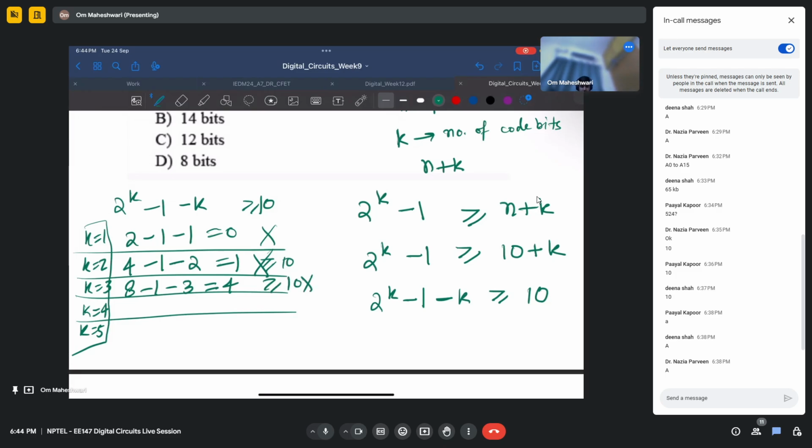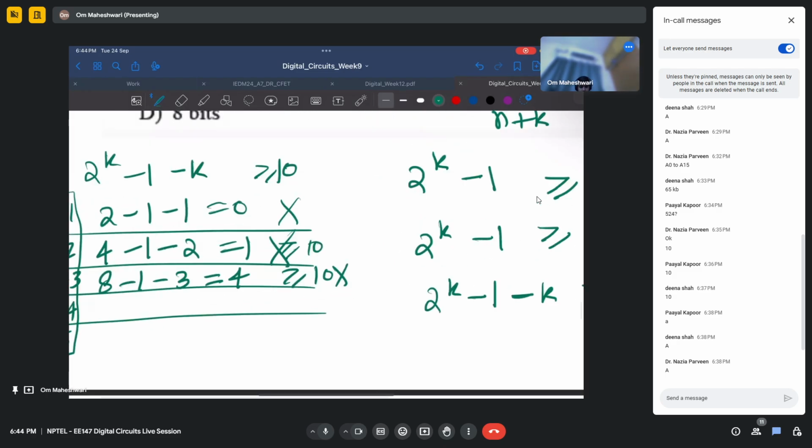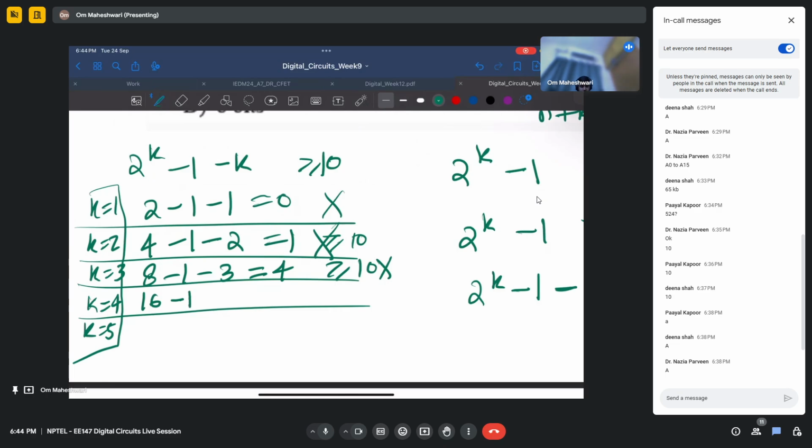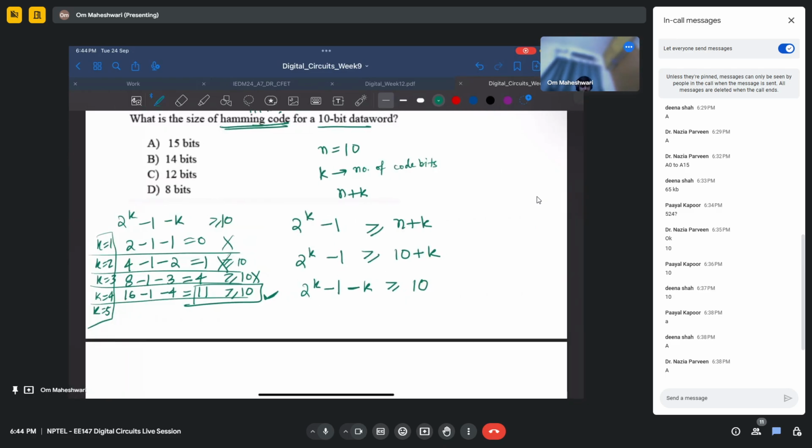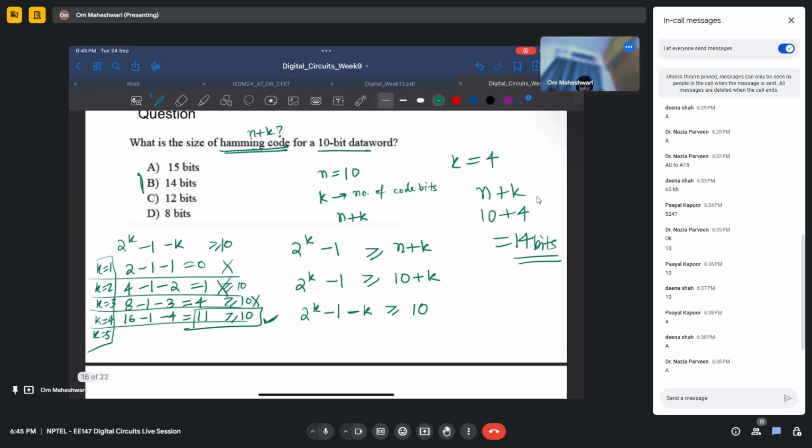Then k equals 4 is 16 minus 1 minus 4, which is 11. This is greater than or equal to 10. So k equals 4 is your answer, right? So the number of code bits k should be equal to 4. So a total Hamming code n plus k equals 10 plus 4 equals 14. So you should have 14 bits. Option B is correct.